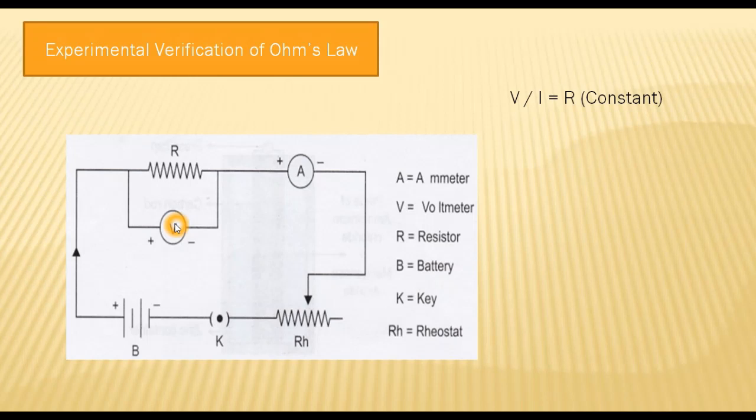By doing this experiment, you will get a set of V and I readings. That means the values of potential difference and the reading of current. And the current is then increased step by step by changing the position of the sliding contact of the rheostat. By changing this sliding contact, resistance gets varied, and according to resistance, current also varies, because current and resistance are inversely proportional to each other, as we discussed earlier.